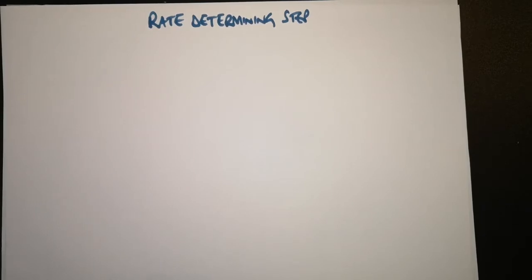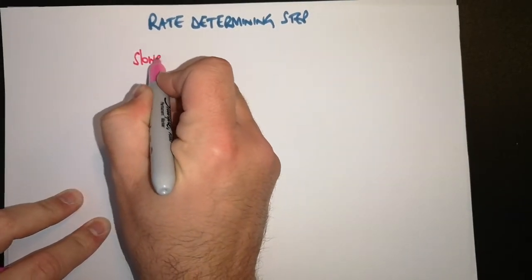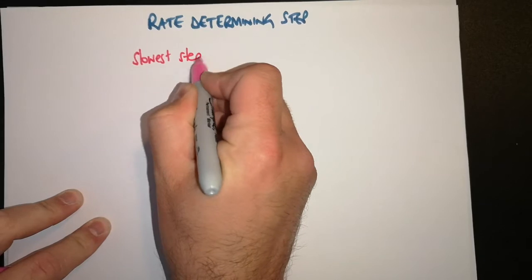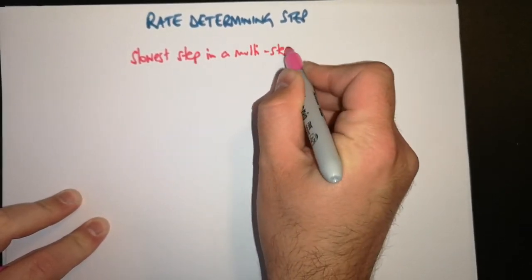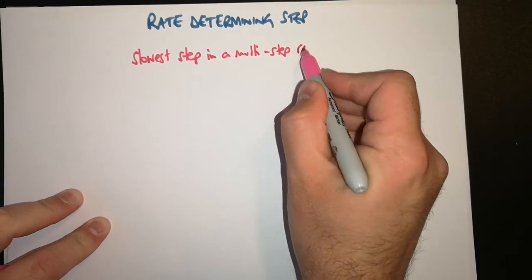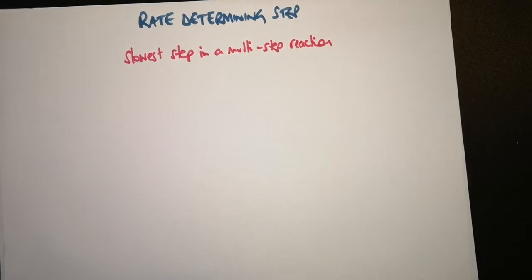This video is about the rate determining step. Now, this is the term given to the slowest step in a multi-step reaction. So what multi-step reaction means is that it has a reaction mechanism. We've seen reaction mechanisms in organic chemistry. Here they're going to look more simple, but it's still stages of a reaction.